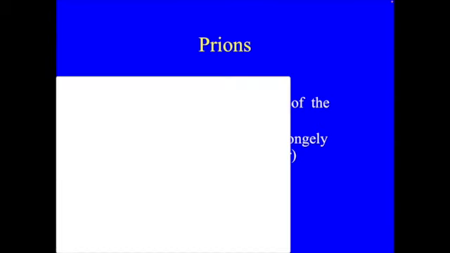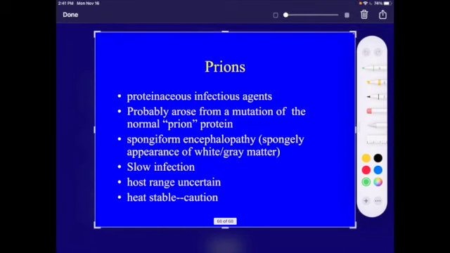Prions are proteinaceous infectious agents. You've probably heard of spongiform encephalopathy by another name, mad cow disease. It's a degenerative disease of the gray matter in your brain. It's considered to be a slow infection because it takes a very long time for these prion particles to build up into sufficient numbers so that they cause disease.